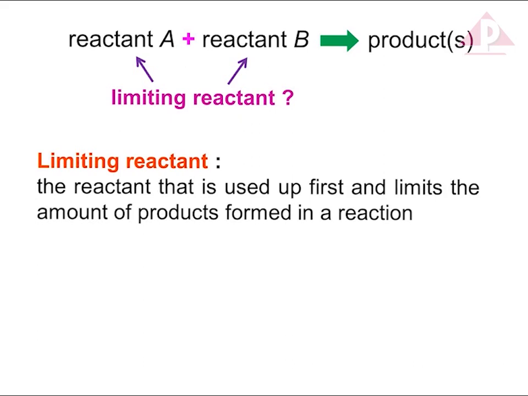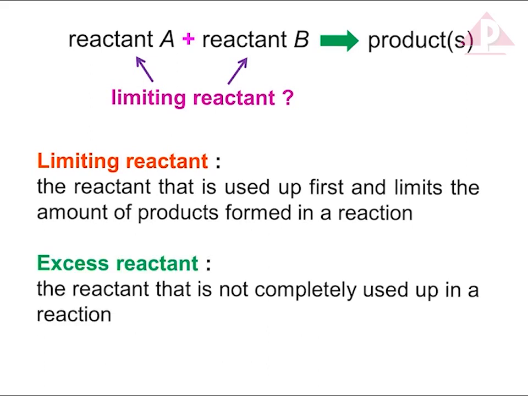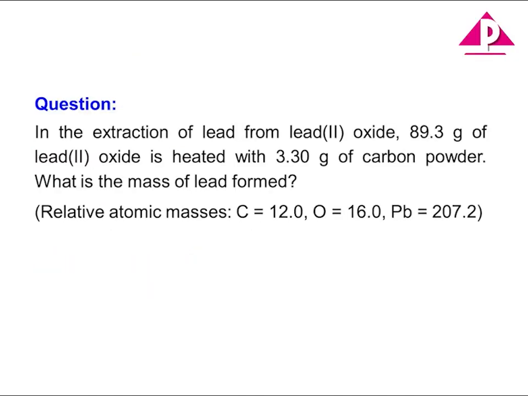The reactant that is used up first and limits the amount of products formed in a reaction is called a limiting reactant. The reactant that is not completely used up in a reaction is called excess reactant. Now, let us use this example to see how to calculate reacting masses involving limiting reactant.